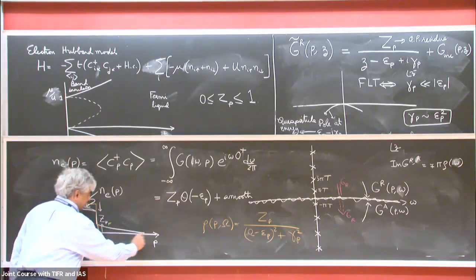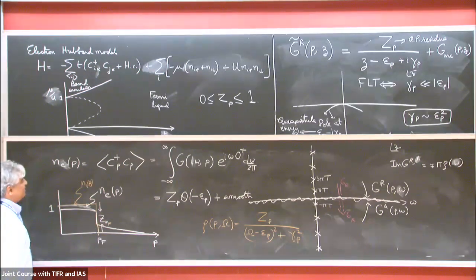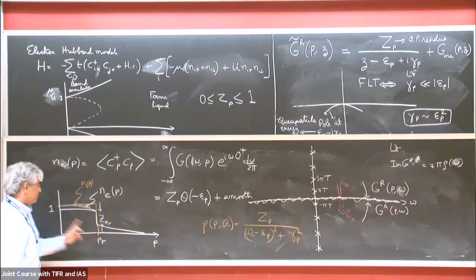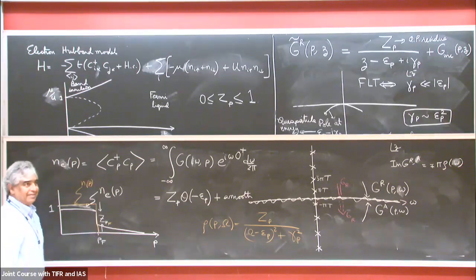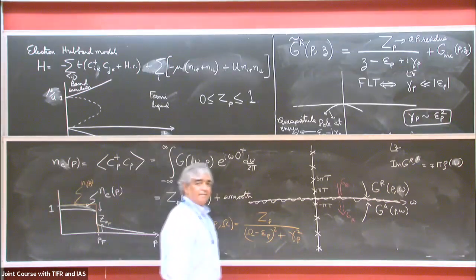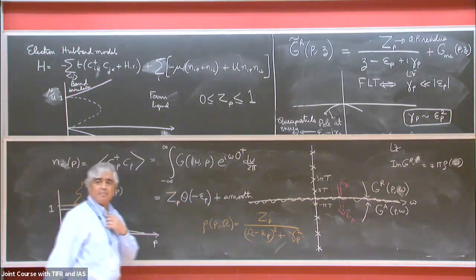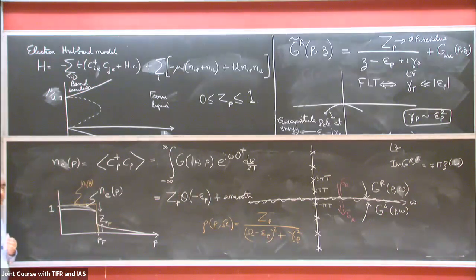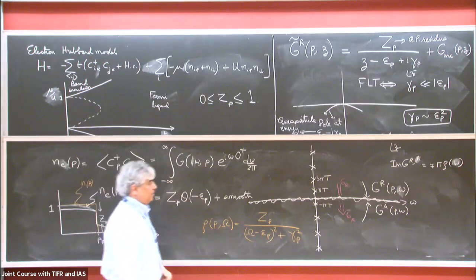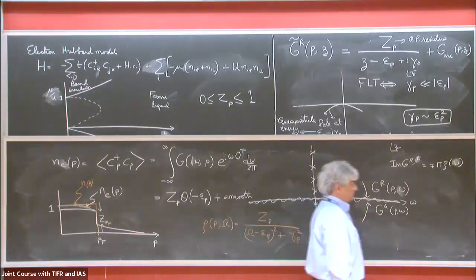The integral of this has to be the total density. So if you're fixing density, then the integral on the white curve and the yellow curve have to be the same. Thank you. Okay, so let me compute gamma p.